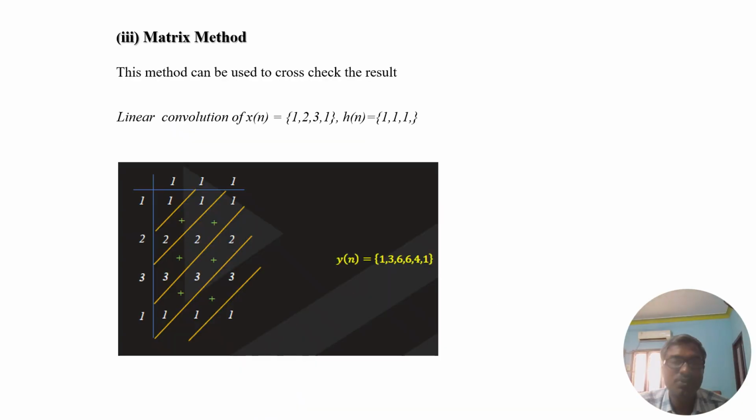The third method of computing linear convolution is the matrix method. This method is generally used to cross-verify the answer obtained through the tabular method and graphical method. In this way of computation, the input sequence x of n is plotted vertically and h of n is plotted horizontally. Then the corresponding positions of the samples are multiplied. After the multiplication, the results are added diagonally, and that can be taken as the final output sequence y of n equal to 1, 3, 6, 6, 4, 1.